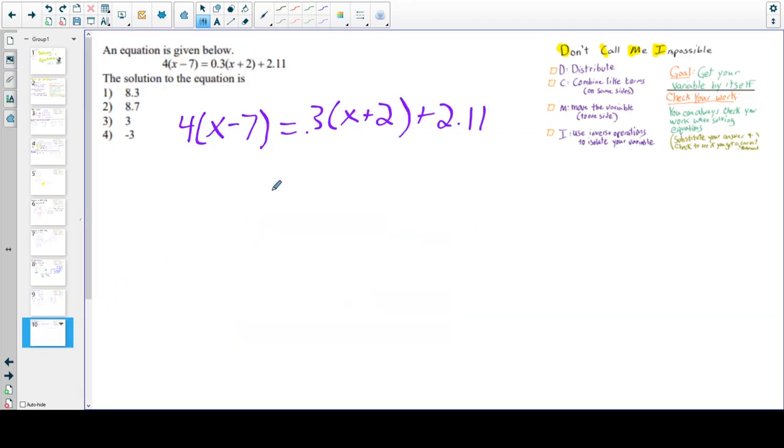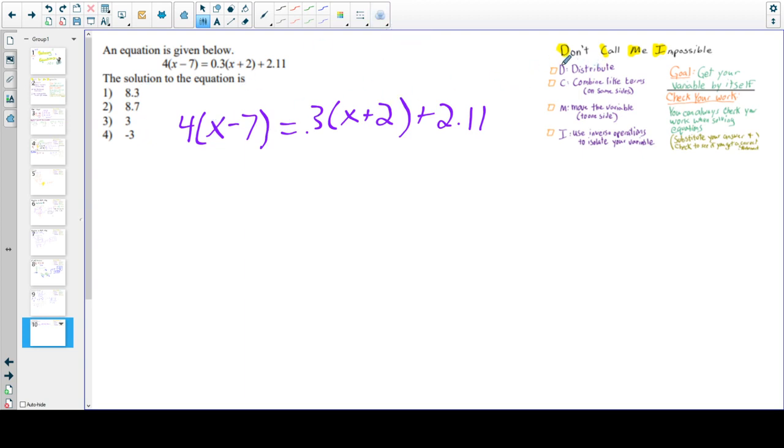All right. Last question. This one was kind of a crazy one that they put on the Regents recently. But again, you have the ability to do this, right? Don't call me impossible. You got this. So let's do it. Again, this was also a multiple choice question, so all you had to do was substitute these numbers into the equation and see which one gets you a true statement.